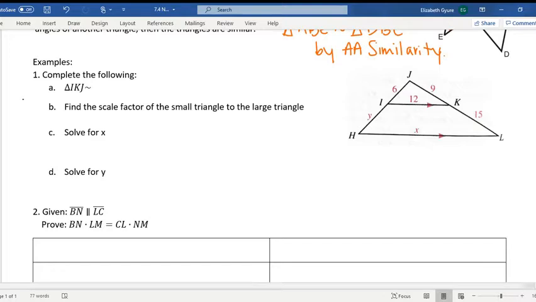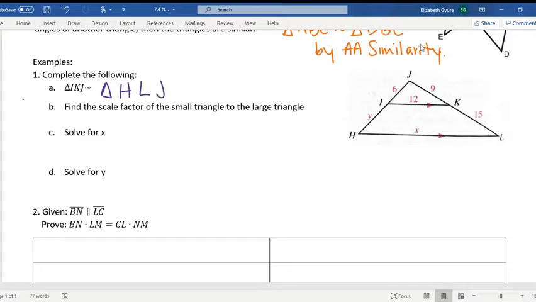So in this similarity statement, it's saying that triangle IKJ is similar to. Make sure when you're naming your similar triangle, you go with your corresponding angles here. Angle I would have to go with angle H. So we would say triangle H, and then since it goes from I to K, we would go from H to L, and then back up to J.